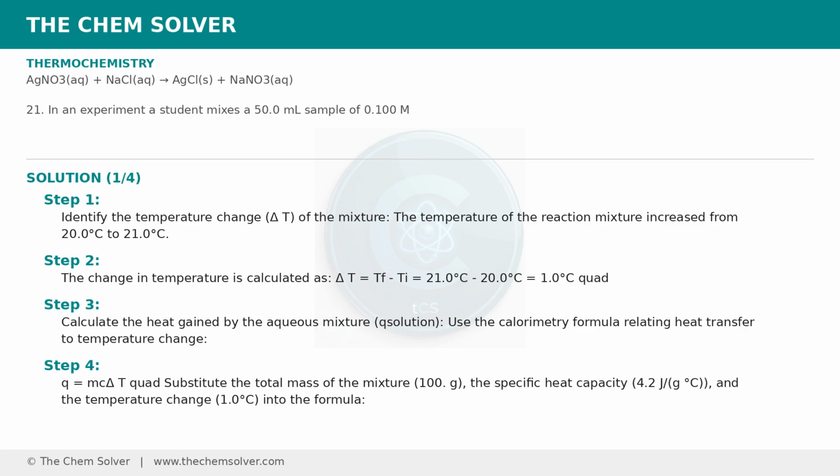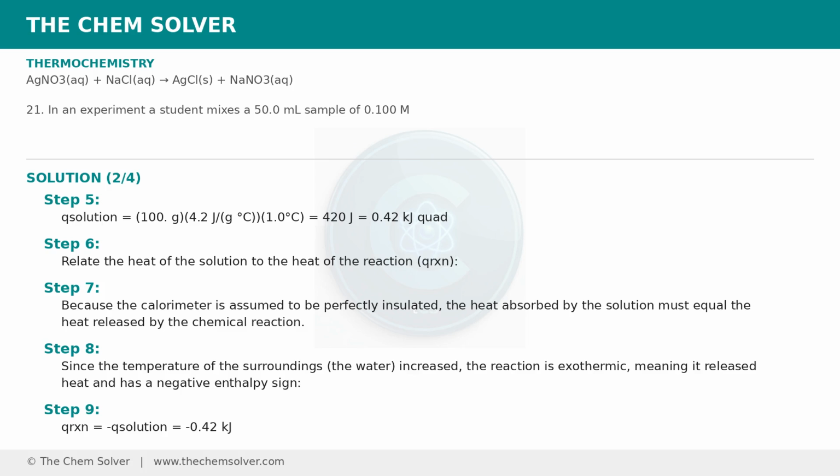Calculate the heat gained by the aqueous mixture, Q solution. Use the calorimetry formula relating heat transfer to temperature change: Q equals m c delta T. Substitute the total mass of the mixture, 100 g, the specific heat capacity, 4.2 J/g degrees C, and the temperature change, 1.0 degrees Celsius, into the formula. Q solution equals 100 g times 4.2 J/g degrees C times 1.0 degrees Celsius, equals 420 J, equals 0.42 kilojoules.